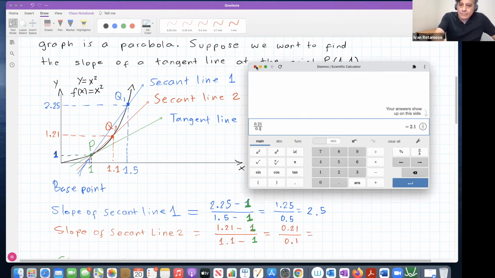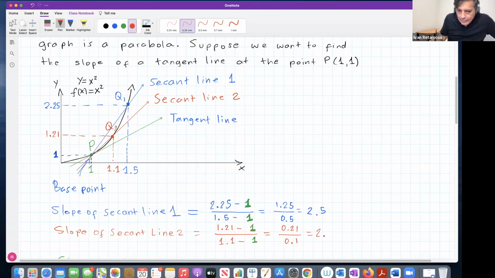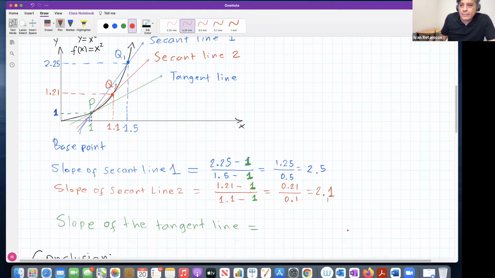2.1 now, right? 2.1 now. Okay, guys. Now, the first question I'm going to ask you is this. We are trying to catch the slope of this tangent line, right? Allow me to write this tangent line in green. So, tangent line, right? We're trying to see if, following an algorithm, we can end up figuring out the slope of this tangent line, right? And I'm going to ask you guys, where do you think the sequence of numbers is going?